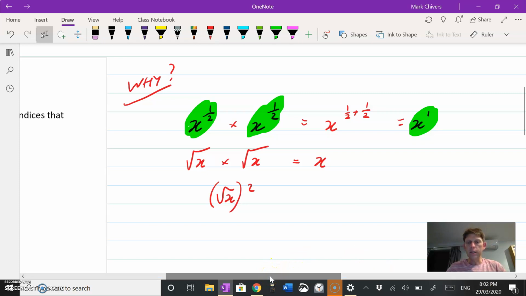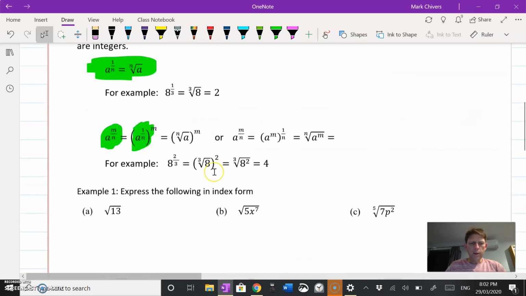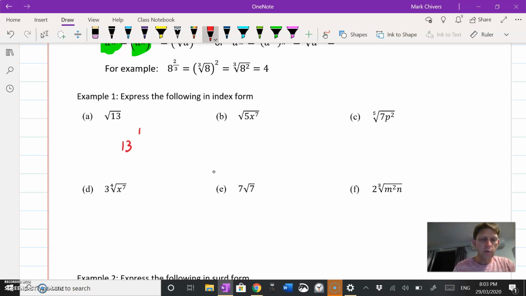So we're using those earlier index laws to create the later index laws. Just going through the examples here. First of all, we've got to express these in index form. So the square root of 13, we could also write as 13 to the value of 1 over 2. Why 2? Because it's a square root.